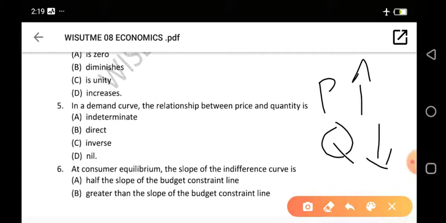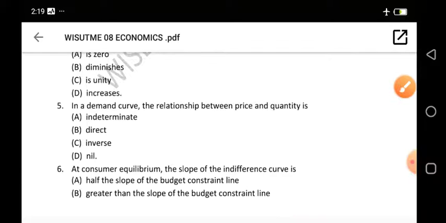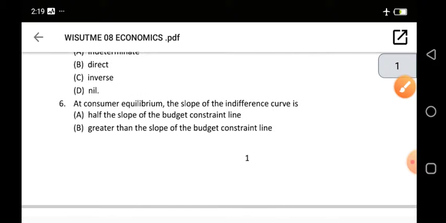This is what we call an inverse relationship. As one is increasing, the other one is reducing, based on the law of demand, which states the higher the price, the lower the quantity demanded, and the lower the price, the higher the quantity demanded. So with this knowledge of your law of demand, the answer to the question is C. That will take us to question 6.